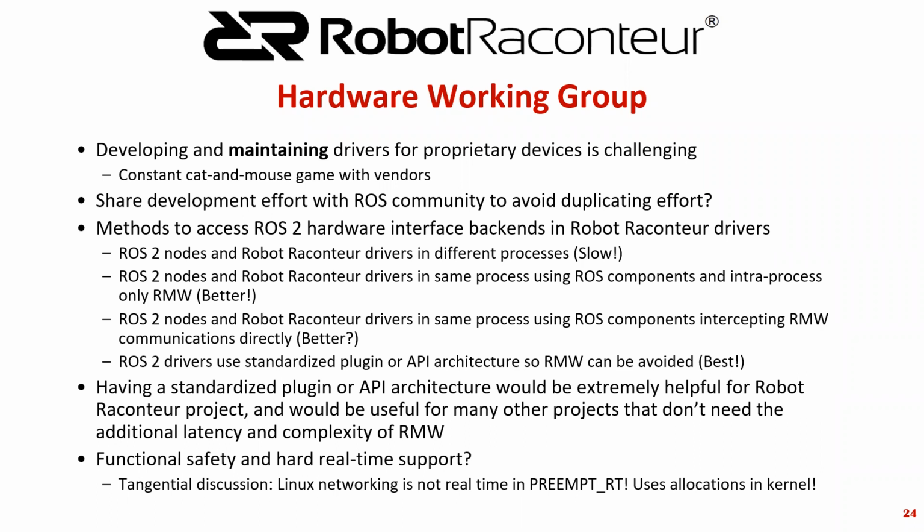But the problem for me is how do I access the ROS-II hardware backends? The way we do it now is that for ROS-I or ROS-II, the nodes in Robot Raconteur run in different processes, which is really slow and has a lot of performance penalties I don't really want. Then there's also the idea of using ROS-II components and Robot Raconteur in the same process, which is better. And then there's the idea of using Robot Raconteur to intercept RMW library commands rather than going through RMW itself, which may be better. And then the best is to have a standardized API or plugin architecture so that there's just a library for each device you can talk to.